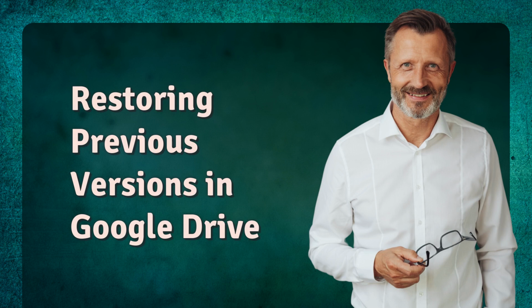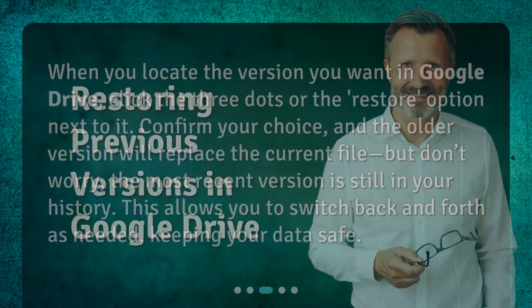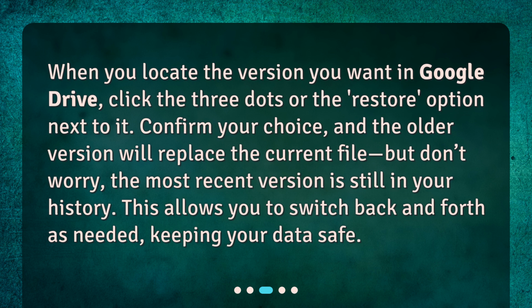Restoring previous versions in Google Drive. When you locate the version you want in Google Drive, click the three dots or the Restore option next to it. Confirm your choice, and the older version will replace the current file. But don't worry, the most recent version is still in your history. This allows you to switch back and forth as needed, keeping your data safe.